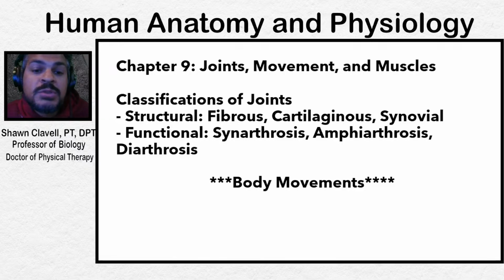We have the structural classification. The structural classification asks the question, what holds these two bones together? So in the fibrous joints, there's a dense fibrous connective tissue, a ligament. In the cartilaginous joints, it's held together by either fibrocartilage or hyaline cartilage. And then in synovial joints, there's actually a space in between those bones. It's synovial fluid sitting in between there. And so there's a space in the ligaments on either side.